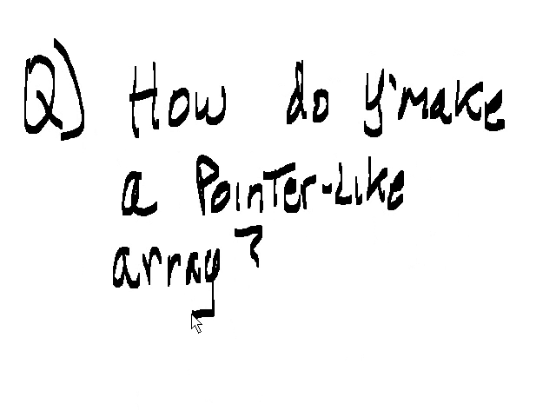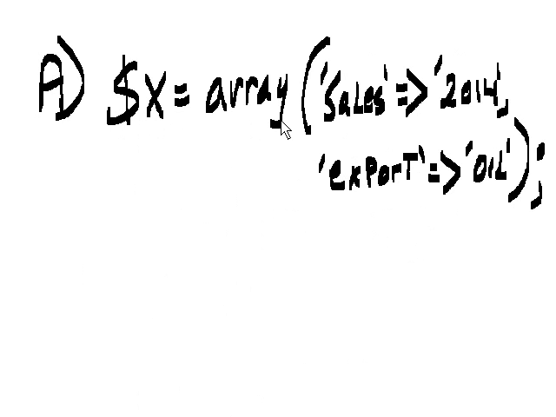Question: how do you make a pointer-like array? $x equals array, parens, and a semi. Inside, in single quotes, sales, close quotes, arrow, 2014 in parens, comma. Next element, export, in single quotes, and then arrow, and then in parens, oil. All of that within parens and semi.